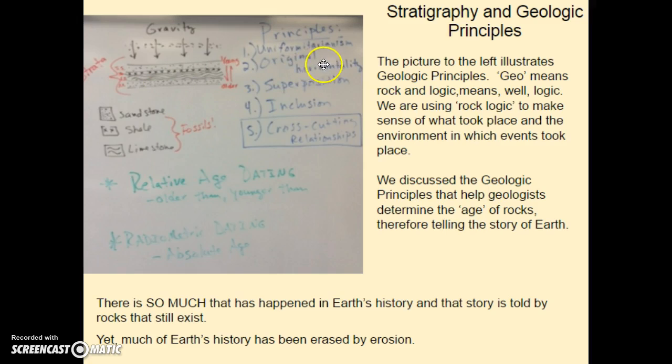Uniformitarianism, original horizontality, superposition, inclusion, and cross-cutting relationships. And this is a picture I drew on our classroom whiteboard, where we're using rock logic, geologic logic. We're going to use this to determine what took place in the environment, along with when it took place. So we discussed the geologic principles that help geologists determine the age of rocks, therefore telling the Earth's story.